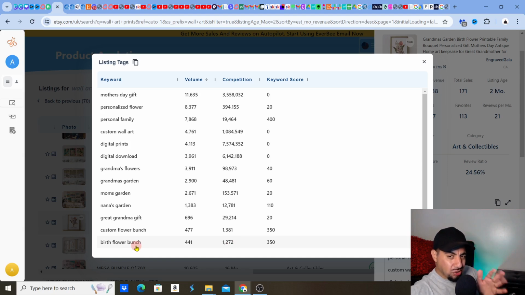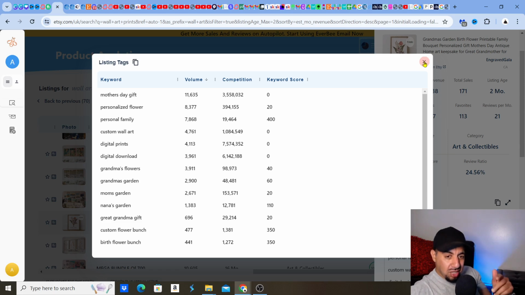It's a niche that still has a lot of legs, still has a lot of potential, and you can get into it quite well as a newbie, as long as you use the good keywords, which EverBee has shown you some of them. Birth flower bunch, custom flower bunch. There's others as well, like grandma's garden, which you could use and so forth, right? I can go further.